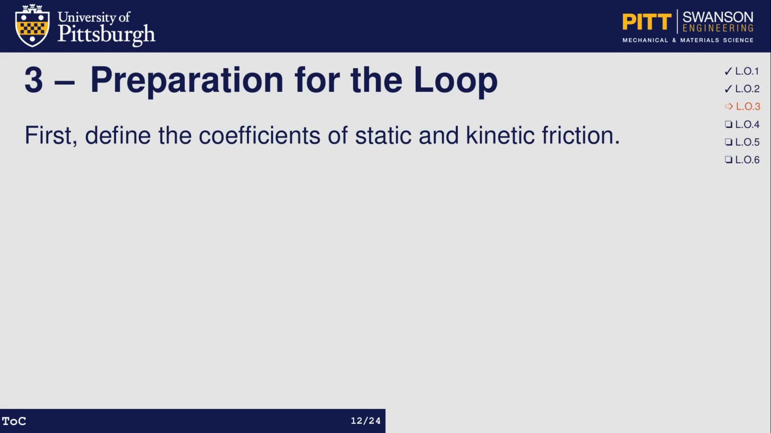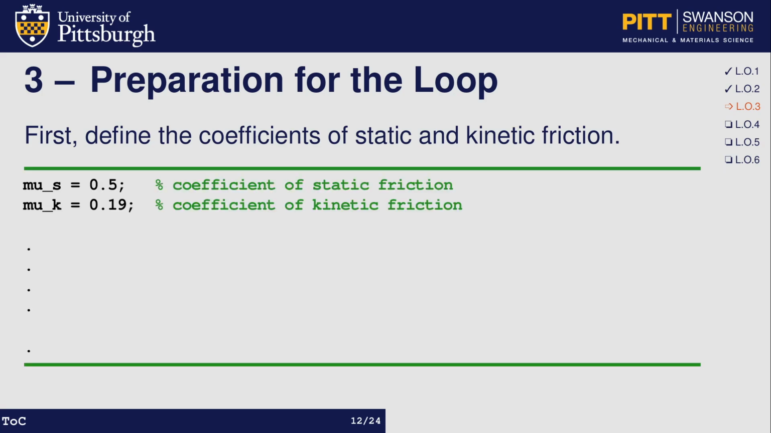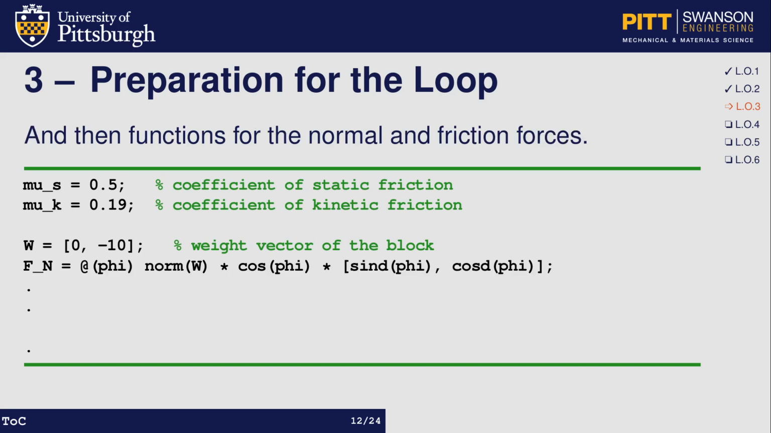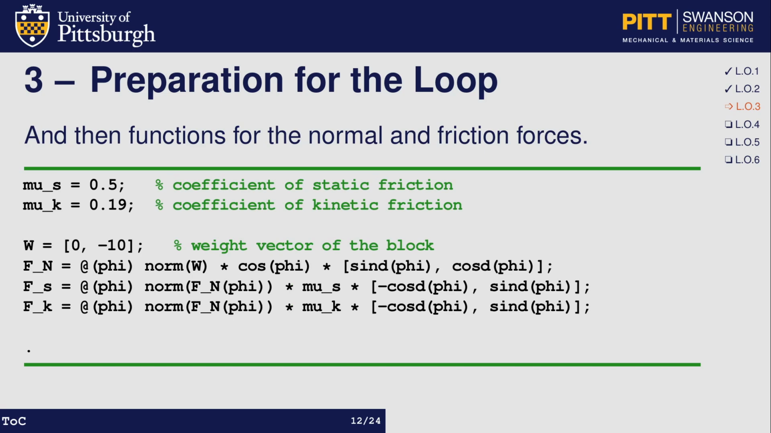First, let's define the coefficients of static and kinetic friction. I got these numbers off of the internet, but the specific values don't really matter too much. Then let's define the weight vector of the block. We know that the weight always points in the negative y direction, so its x component should be 0. Then let's add in functions for the normal and the static and kinetic friction forces, which only differ by the coefficient that is used.